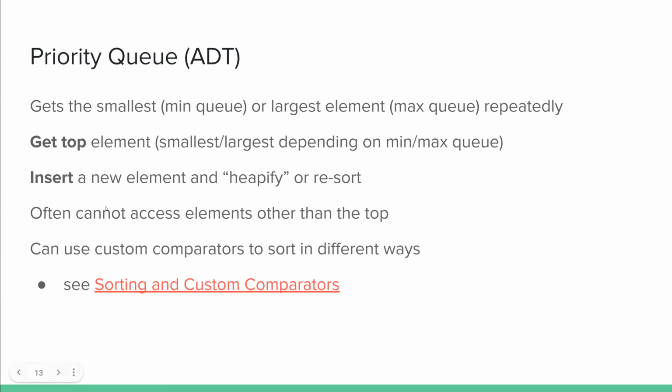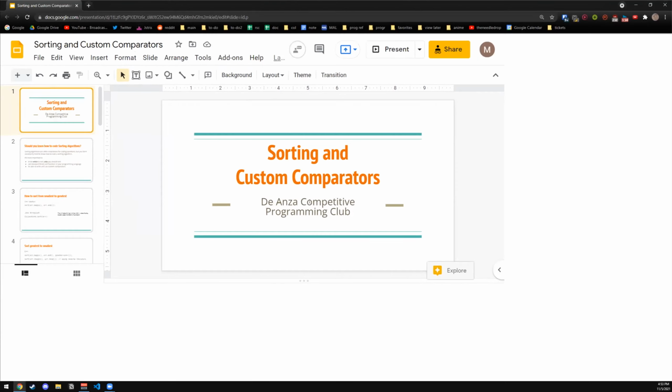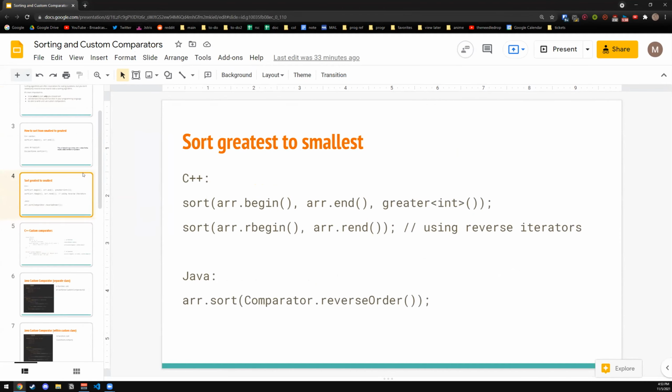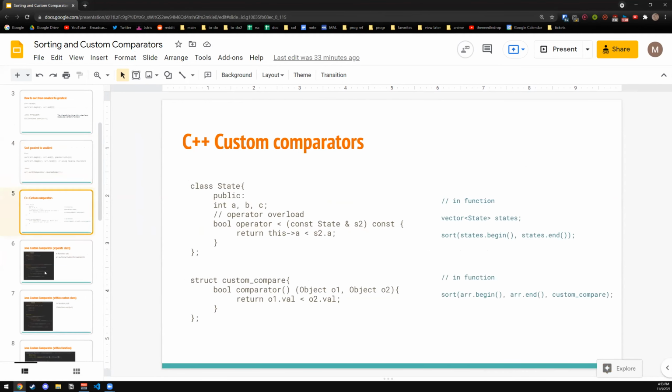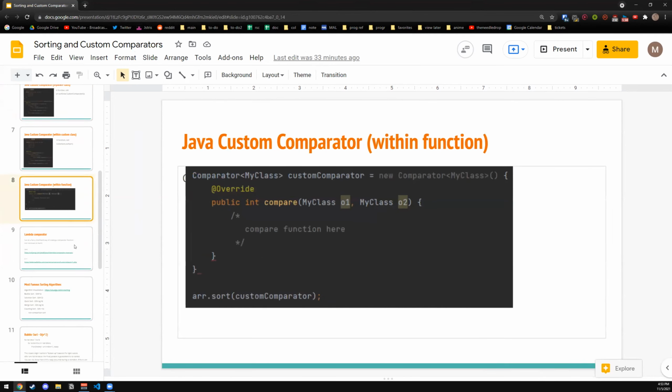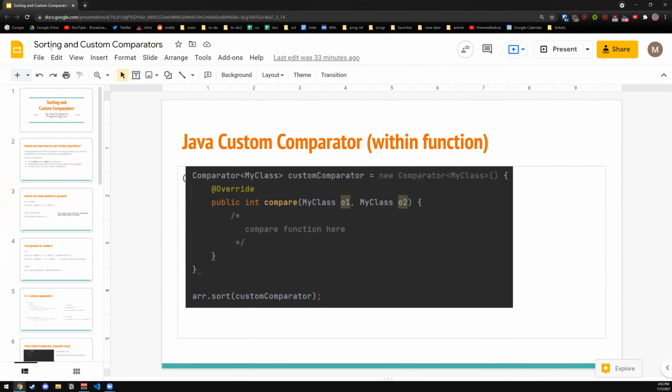And you can use priority queues with custom comparators in order to sort in different ways. And we have a different presentation for sorting and custom comparators. This should be pretty easy to read, and it just has a little bit of code, like sorting from smallest to greatest, greatest to smallest, and then a couple custom comparators and just sample code. So basically, it should be easy to figure out.